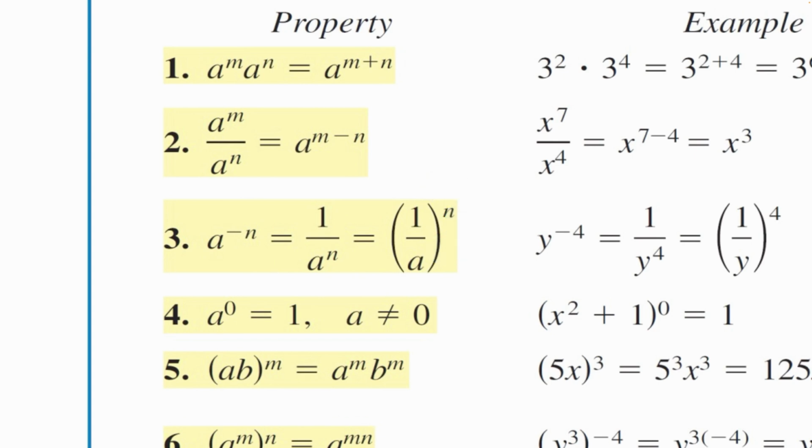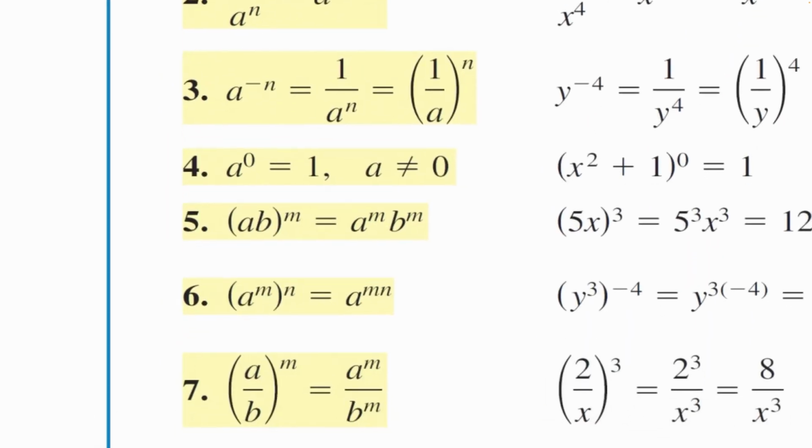So that's true. And then a to the 0th power, any number to the 0th power is by definition going to be 1 as long as it's not 0. 0 to any power other than 0 is 0, but 0 to the 0th power is not defined.